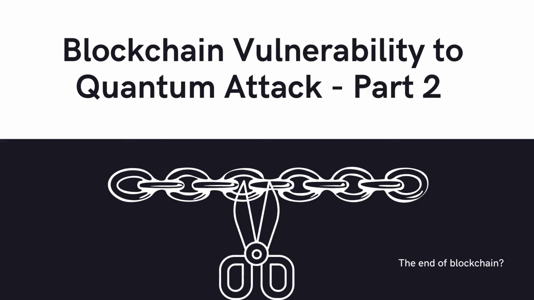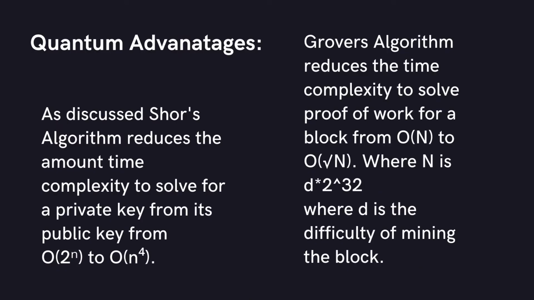Hello guys, and welcome back to part 2 of quantum devices and the blockchain. As previously discussed, we talked about how Shor's algorithm reduces the time complexity to solve for a private key from its public key. We also talked about Grover's algorithm, which reduces the time complexity to solve a proof of work from a block. As Bitcoin is the first and the biggest blockchain, I'm going to be centering this video around that specific blockchain and discussing its vulnerabilities, etc.